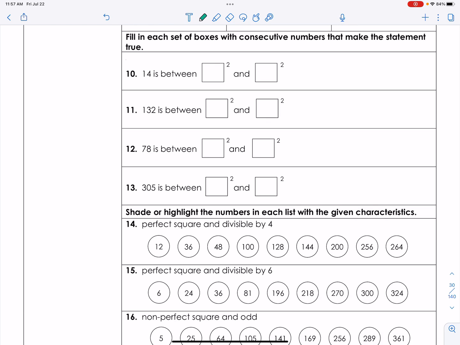In the boxes, fill in with consecutive numbers that make the statement true. Okay, so this is kind of what Tilly and I were doing. 14 is between 3 squared, because that's 9, and 4 squared, because that's 16. So when we start to learn more about this as you get older, you're going to learn how to estimate what it is. So it's kind of important that you can see the two numbers it's between.